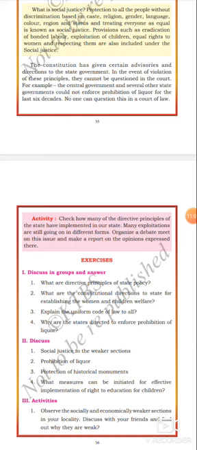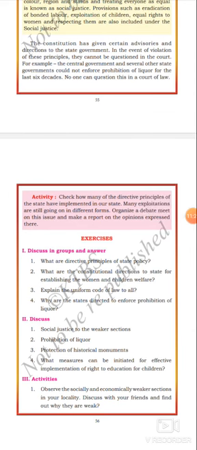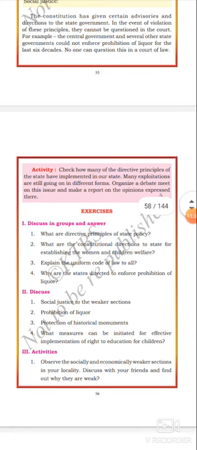Now today's homework is on page number 56. They have given 4 questions. The first question is, what are directive principles of state policy? Second, what are the constitutional directions to the state for establishing women and children welfare? Third, explain the uniform code of law to all. Fourth, why are the states directed to enforce prohibition of liquor? These 4 questions are homework for you, dear students. You need to write neatly in your homework book and send it to the group.